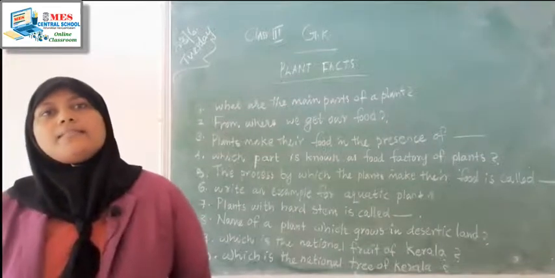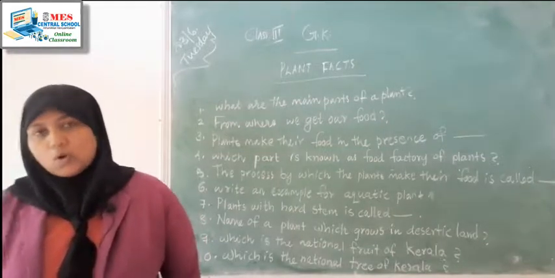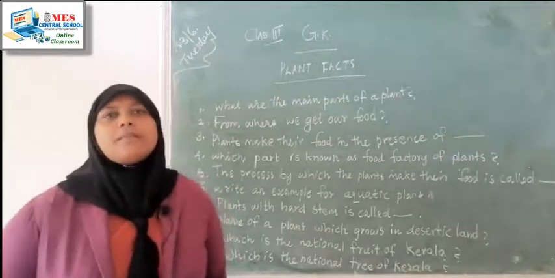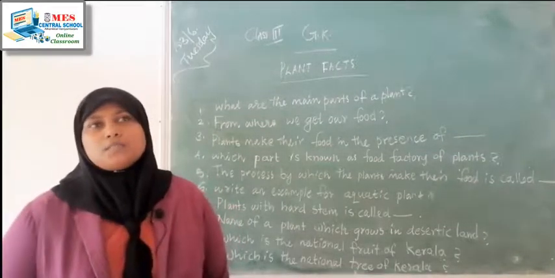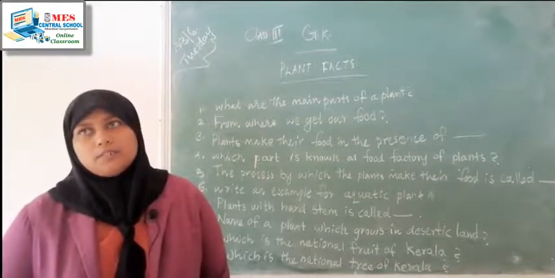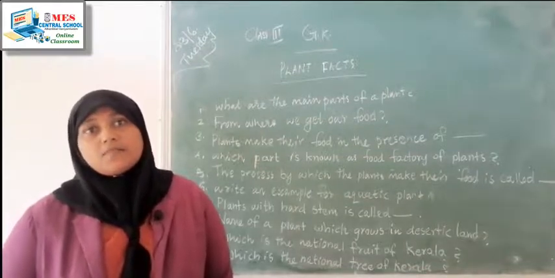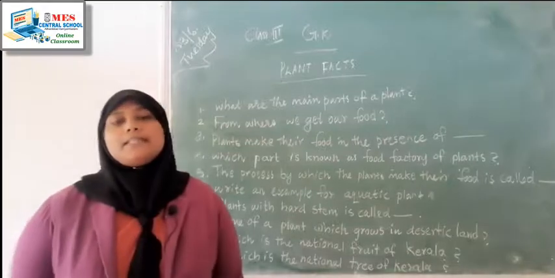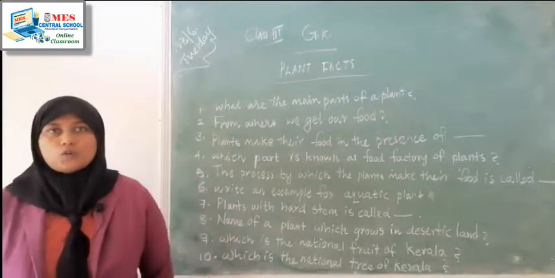Okay, so plants are called autotrophs. Why are plants called autotrophs? Okay, so they are making their own food by themselves, self production of food. That is why they are called autotrophs.